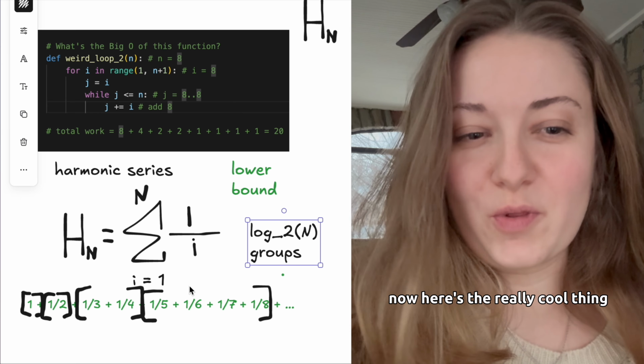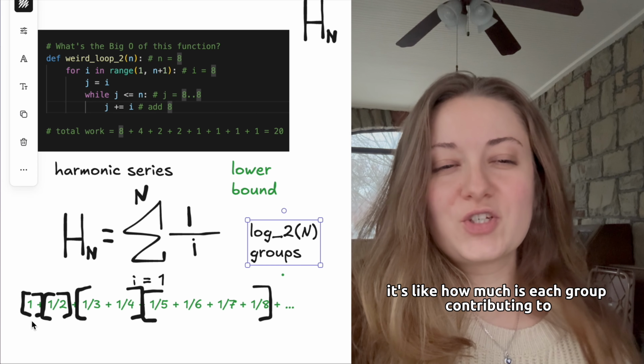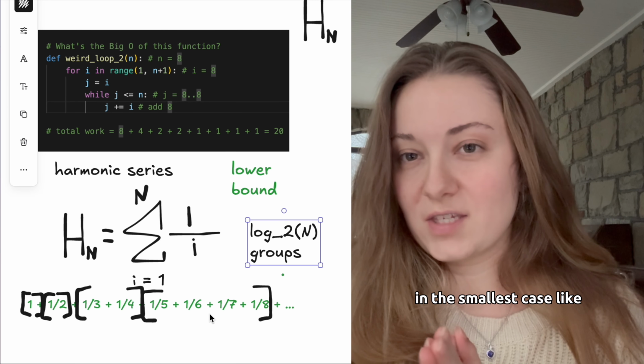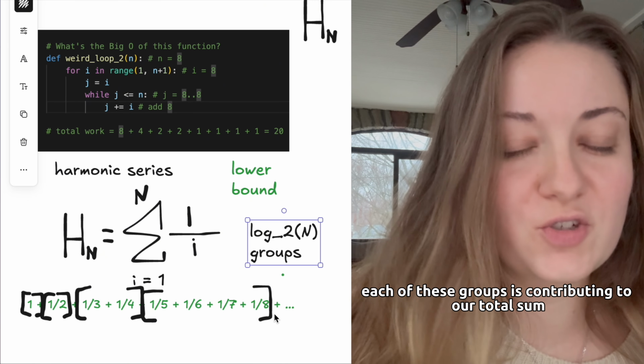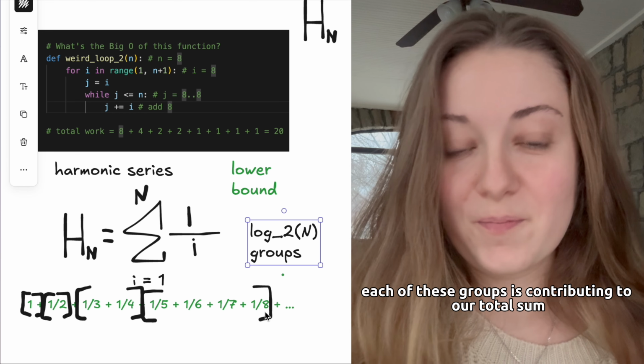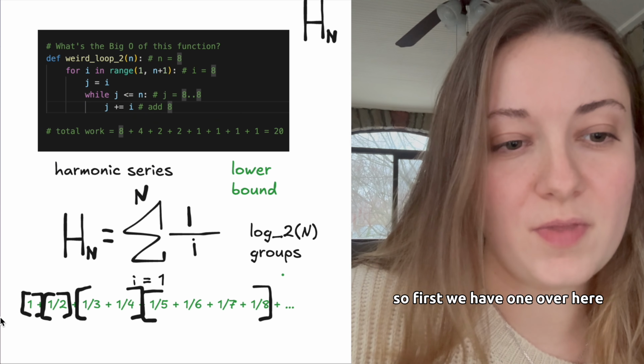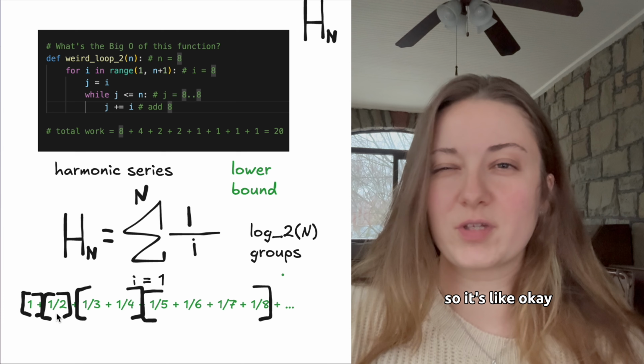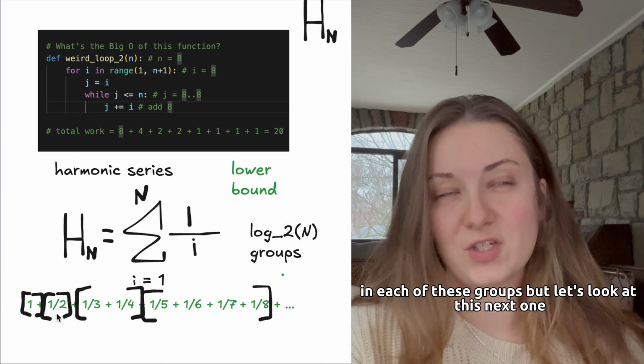Now here's the really cool thing. It's like, how much is each group contributing in the smallest case? Like, what's the least amount each of these groups is contributing to our total sum? So first we have 1 over here, and we're contributing a minimum of 1 right now. But next we have 1/2. So it's like, okay, well, we're contributing a minimum of 1/2 in each of these groups.